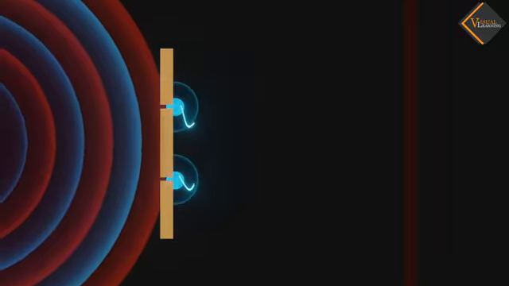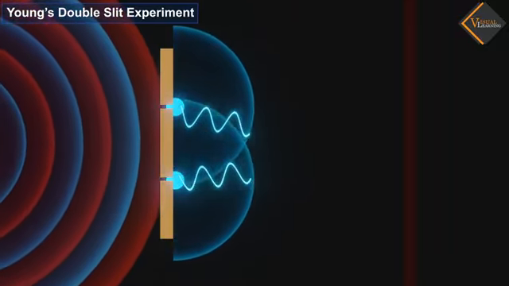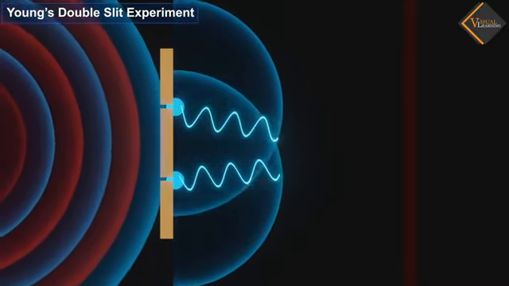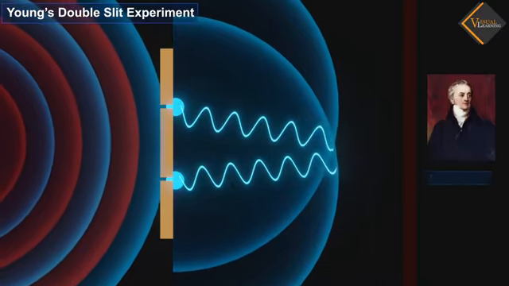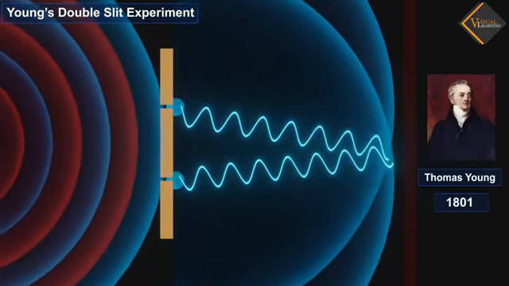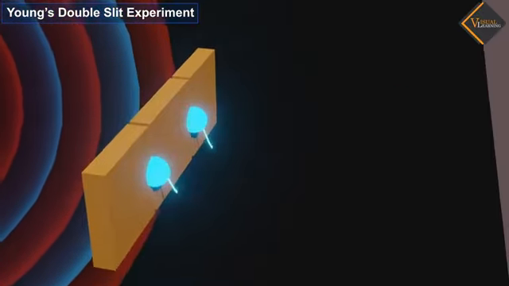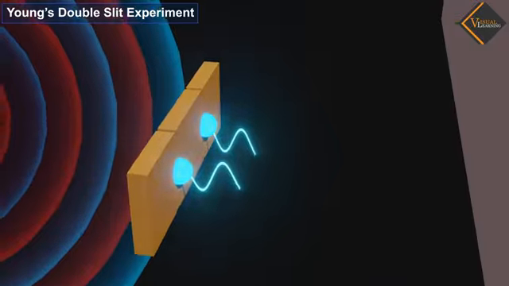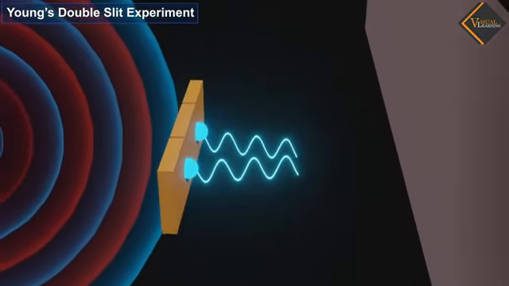In this video, we will understand Young's double-slit experiment. The experiment is a remarkable one that reveals the wave nature of light. Thomas Young performed this experiment in 1801, and it served as the first evidence for wave theory. In this experiment, it was found that light behaves not as particles, but as waves.